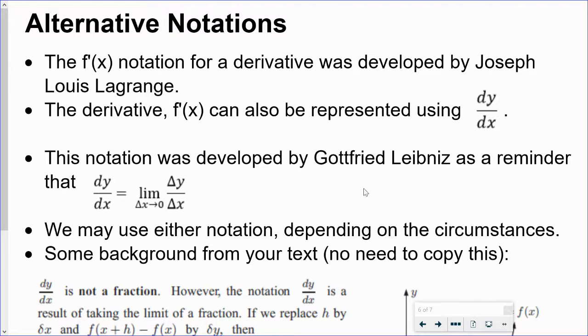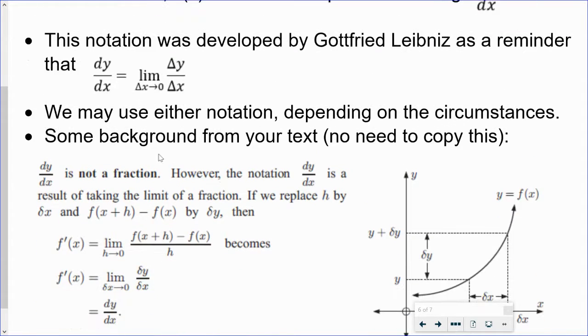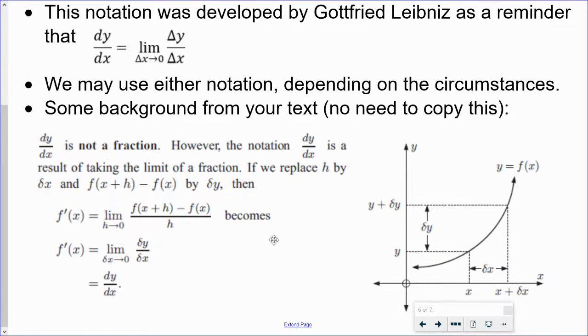The last thing I want to discuss is alternative notations. So we've been using this f prime of x notation, which was developed by Joseph Louis Lagrange, but a derivative can also be represented using dy by dx. This notation was developed by Gottfried Leibniz, and it just reminds you that this is delta y over delta x, or that we're finding the limit of a slope. We may use either notation depending on the circumstances. Your book flip-flops, and I will flip-flop as well. It's just something you do in calculus.